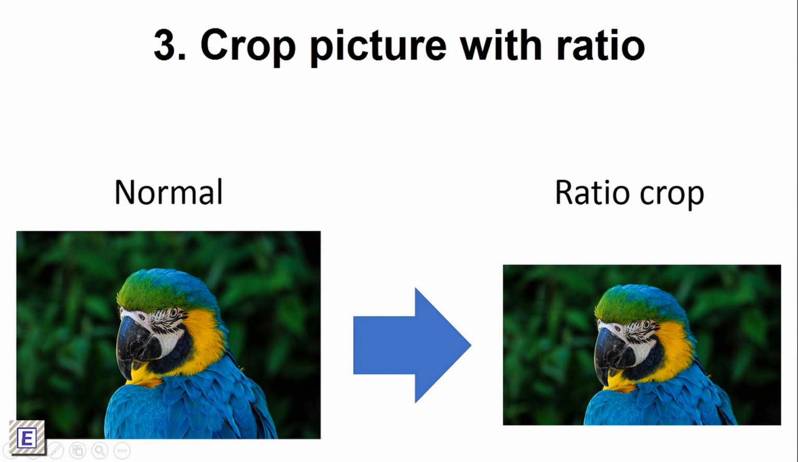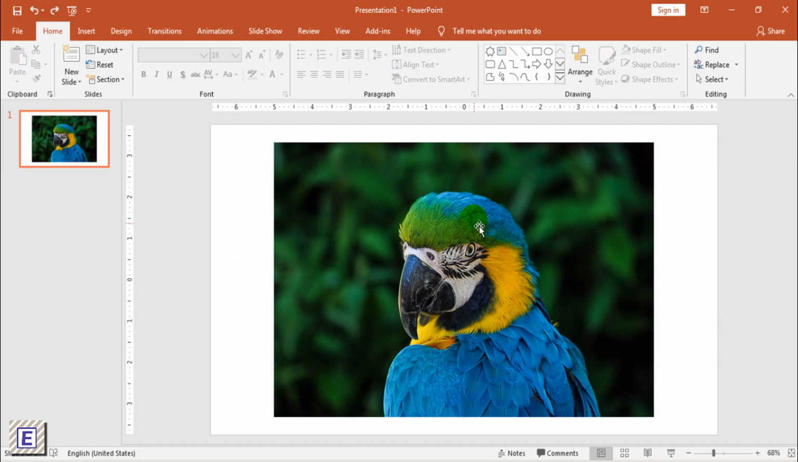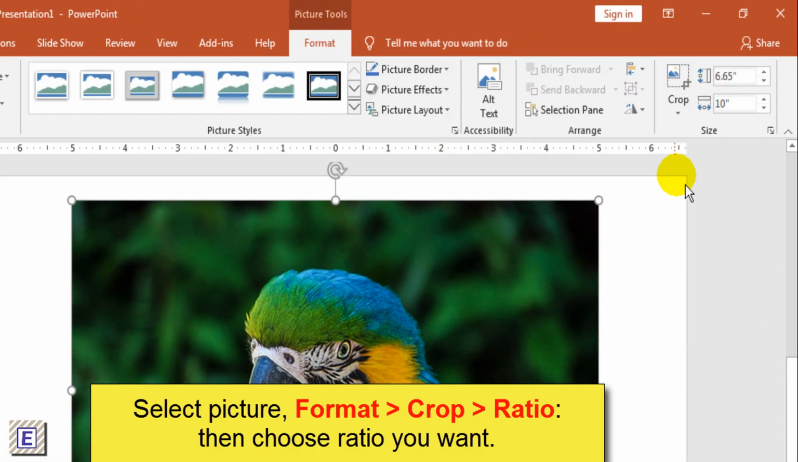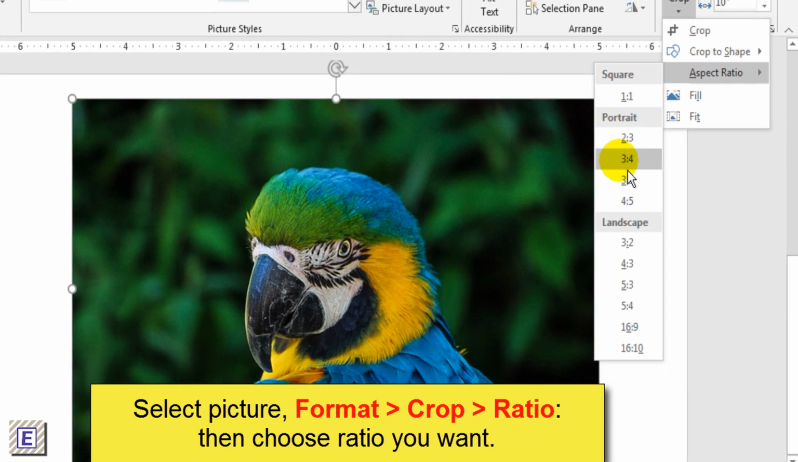Three. Crop picture with ratio. Select Picture, Format, Crop, Ratio, then choose the ratio you want.